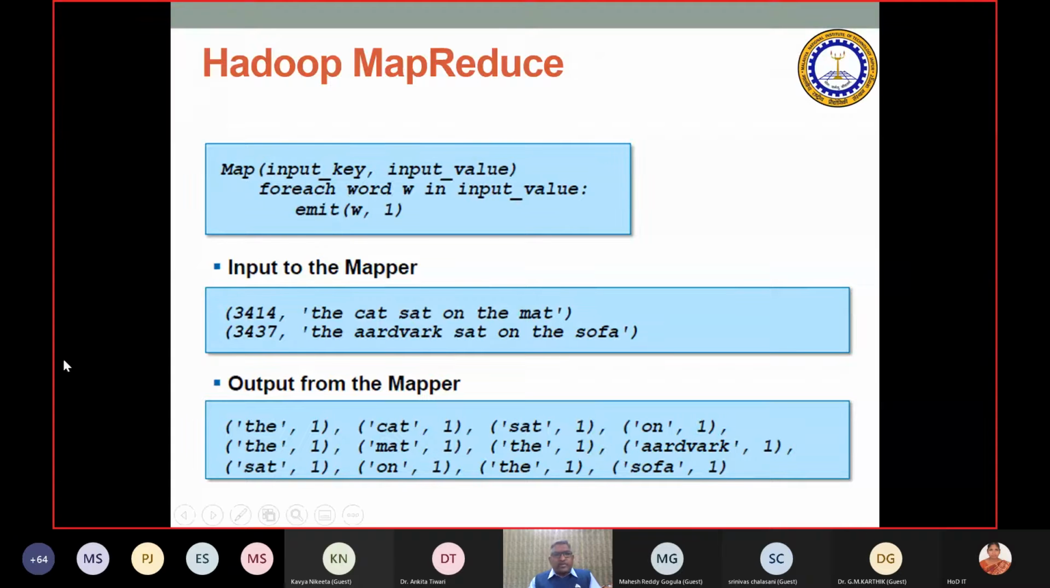So what happens, this is the input to the mapper. First we are writing the mapper function. This is the map function.